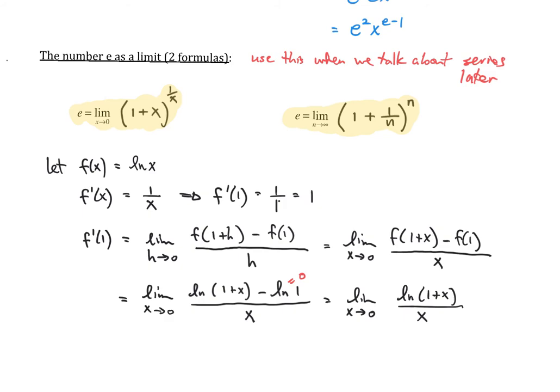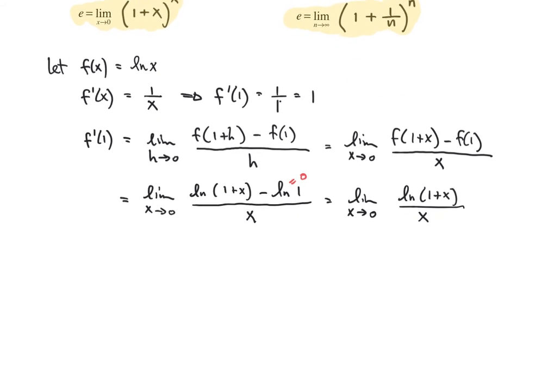And finally, we can use our third law of logarithms. So we get the limit as x goes to 0 of 1 over x times natural log of 1 plus x. And we could use our third law of logarithms to take this part in front and bring it up to the exponent over here. So this is equal to the limit as x goes to 0 of natural log of 1 plus x to the 1 over x power.